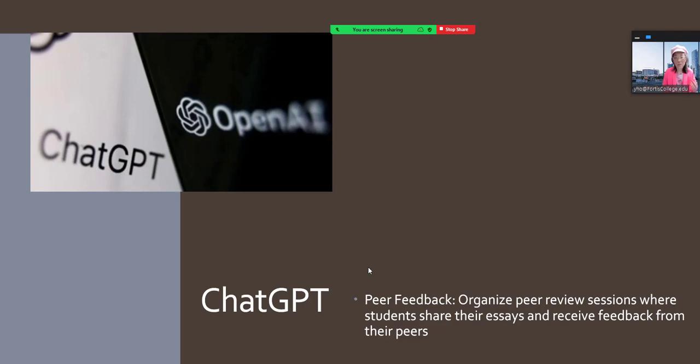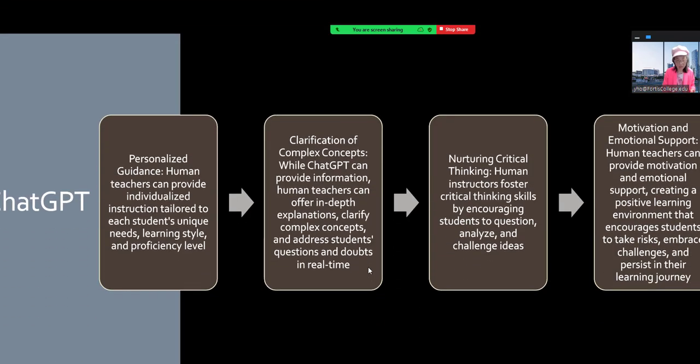So organize peer review sessions where students peer review each other's papers, but nothing can replace the human aspect of a teacher. So don't worry, teachers. ChatGPT will not replace your jobs. ChatGPT is there to complement and to be a good writing tool.